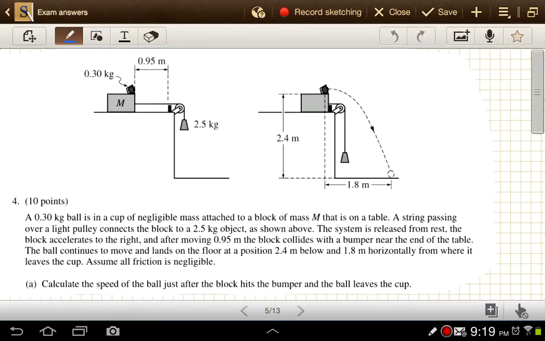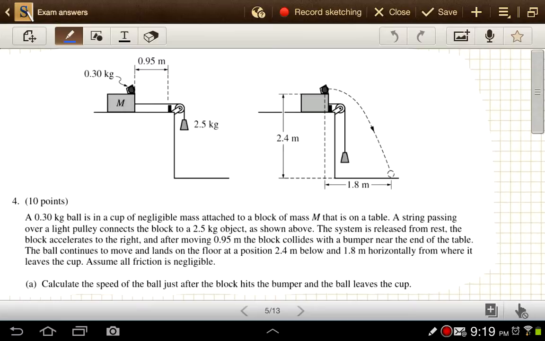So our first question is about finding the speed of the ball just as the block hits the bumper. So that's the speed right when this ball leaves the cup and starts acting like a projectile. There's a couple of different ways that we could potentially go about this problem. If I look over here, I see 0.95 meters. That's a distance from here to here, or a displacement from those 2 points. I know that this mass starts from rest, so I've got an initial velocity. That's two of the kinematics quantities right there. So if I could find a third one, I might be able to solve for that velocity when it gets to this point.